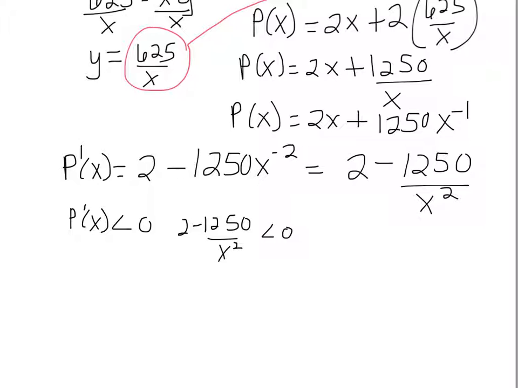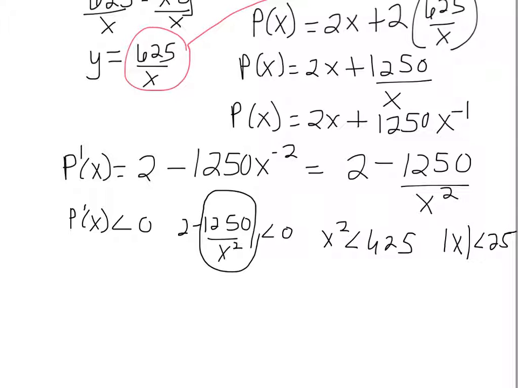And if you go ahead and add 1250 over x squared to both sides, and then multiply by x squared and divide by 2, we end up with x squared is less than 625. And if I square root that, I get the absolute value of x is less than 25. So that means that I'm going to be less than 25, which is exactly what I wanted.